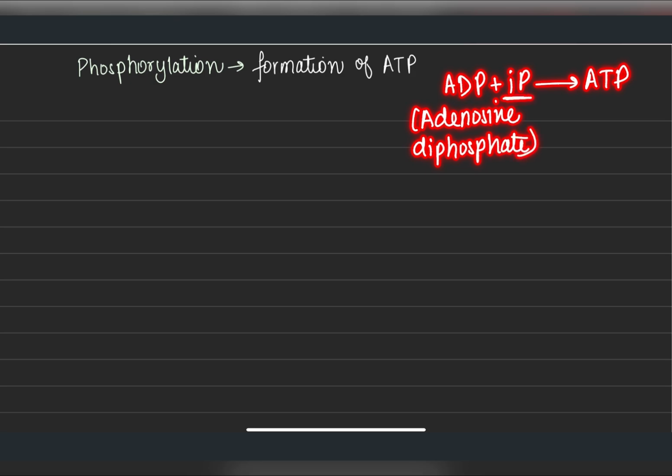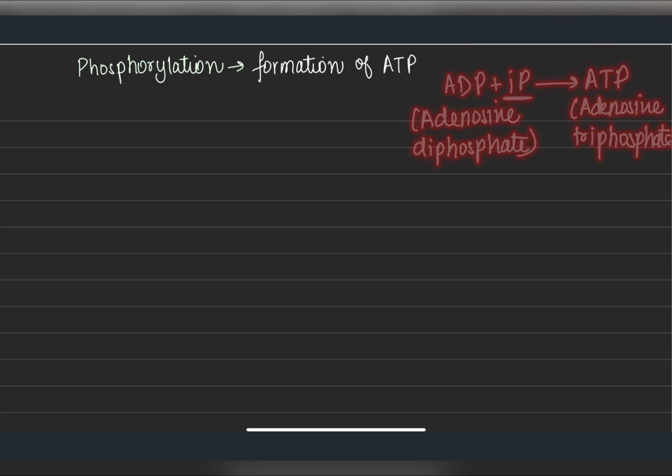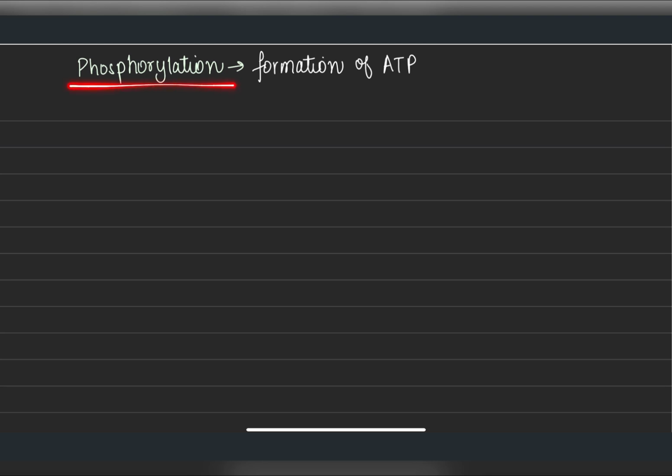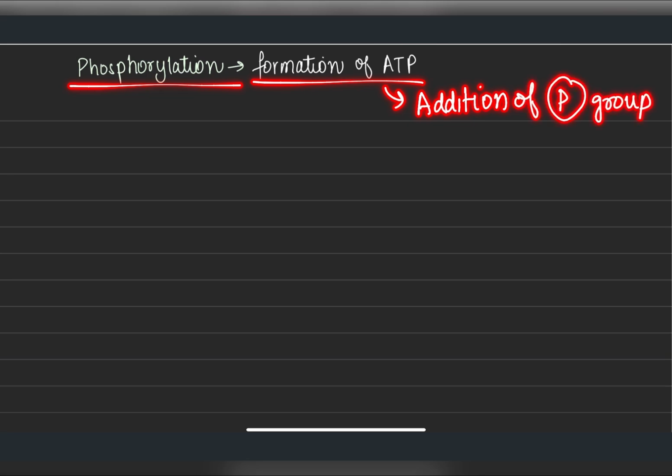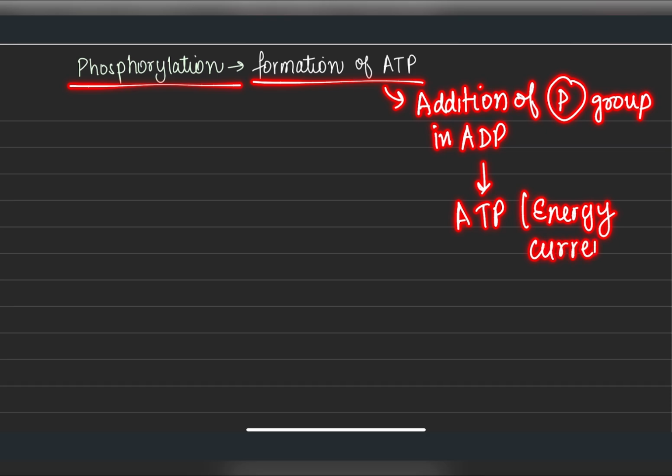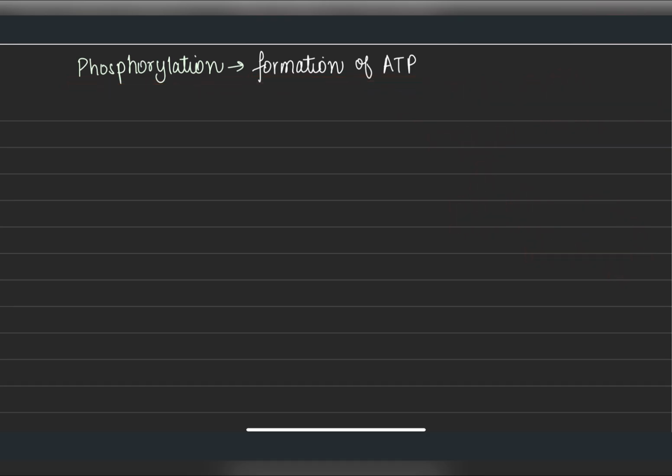When 1 phosphate is added to this, when this ADP is phosphorylated, then our energy currency adenosine triphosphate is formed. The phosphorylation means formation of ATP or addition of a phosphate group in ADP, which gives rise to ATP, your energy currency. Right? So there are 3 types of phosphorylation.